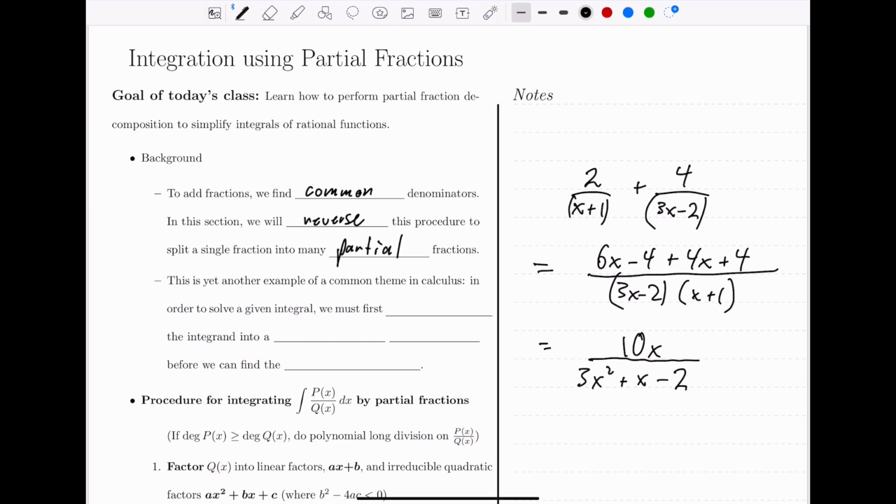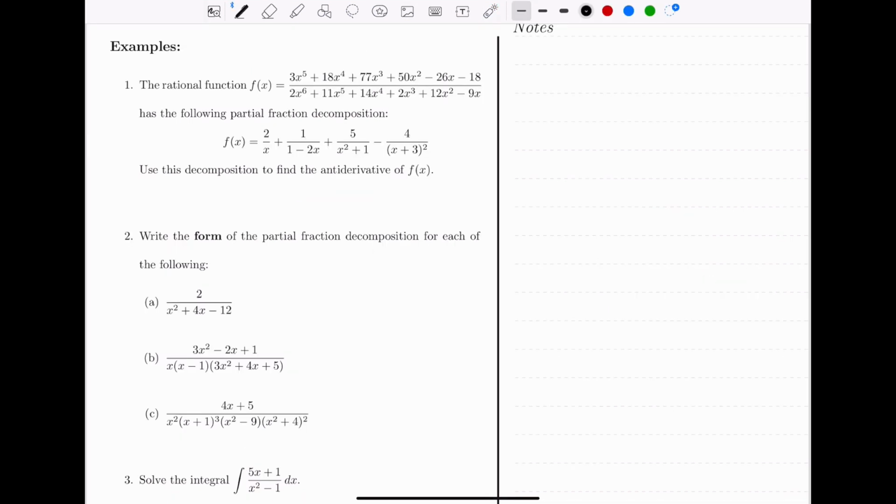Now, you might think to yourself, well, why would we be interested in doing this? What's the point of taking a rational function and splitting it up into multiple rational functions? Well, we'll take a look at that question in example 1. Here we have a rather complicated looking rational function. And it turns out that we can decompose this rational function into these partial fractions. If we were to add these fractions together, we would obtain this rational function.